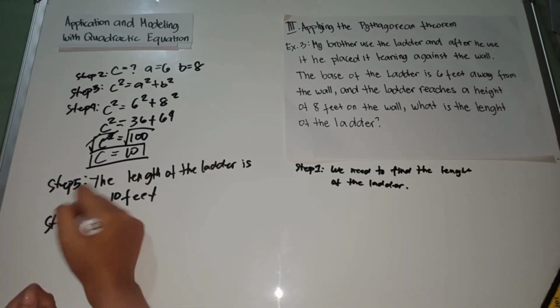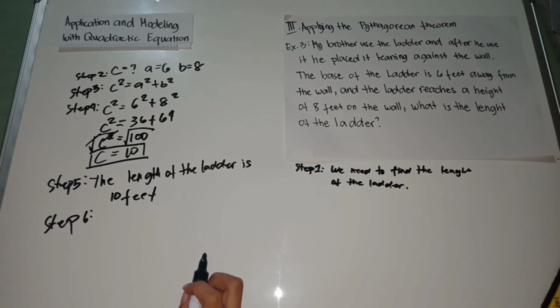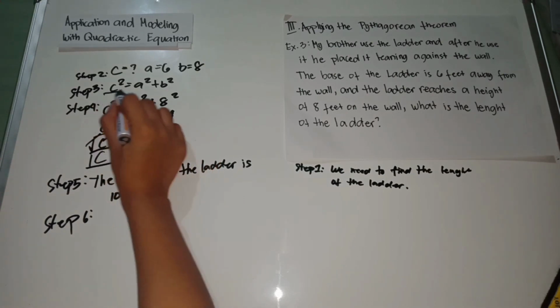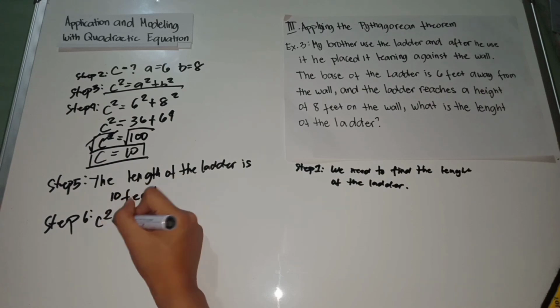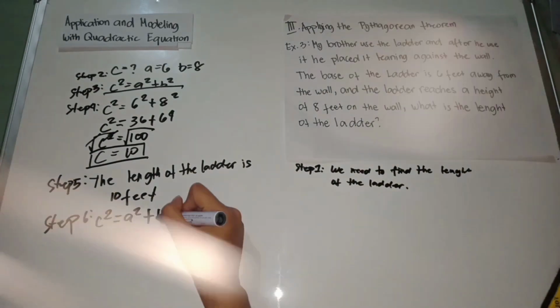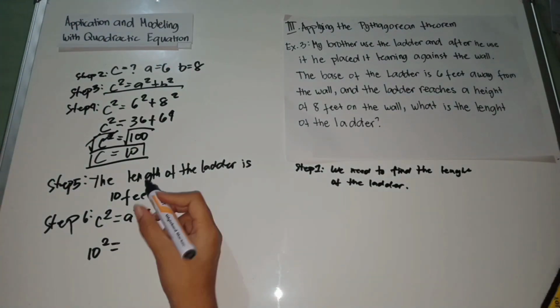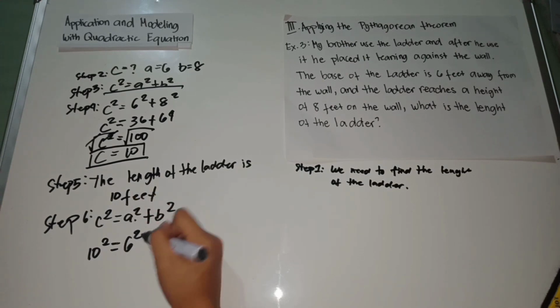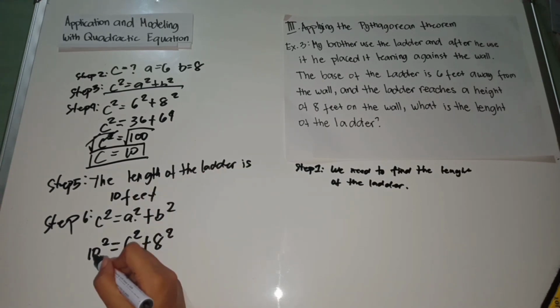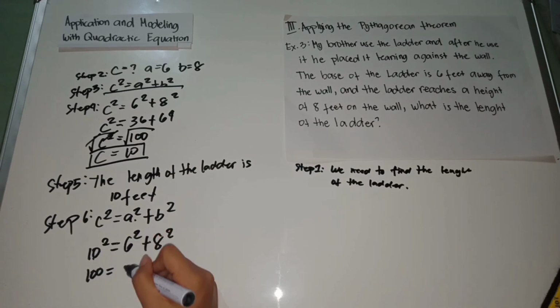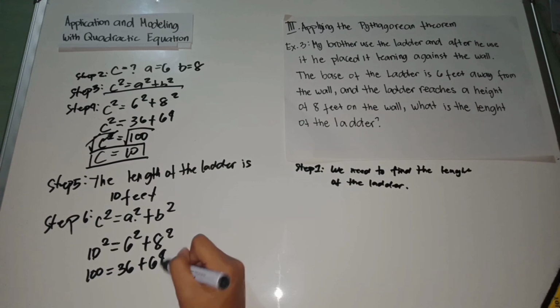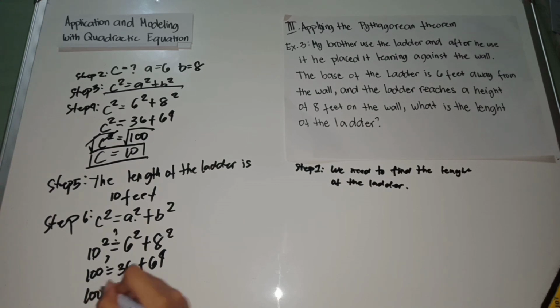Step 6. We need to use this equation. C squared equals A squared plus B squared, so 10 squared is equal to 6 squared plus 8 squared, then 100 equals 36 plus 64. So 100 is equal to 100. So our answer is correct.